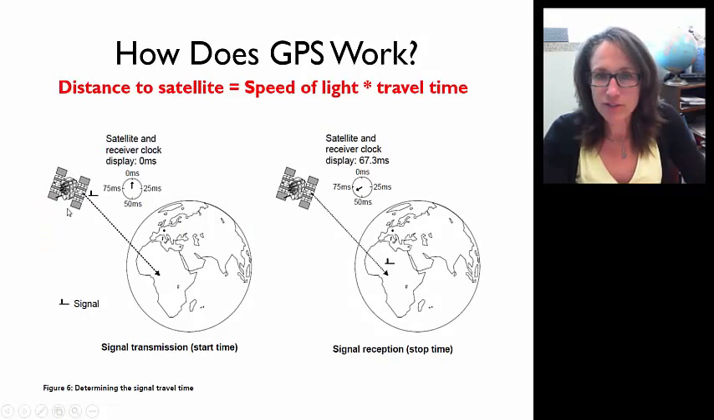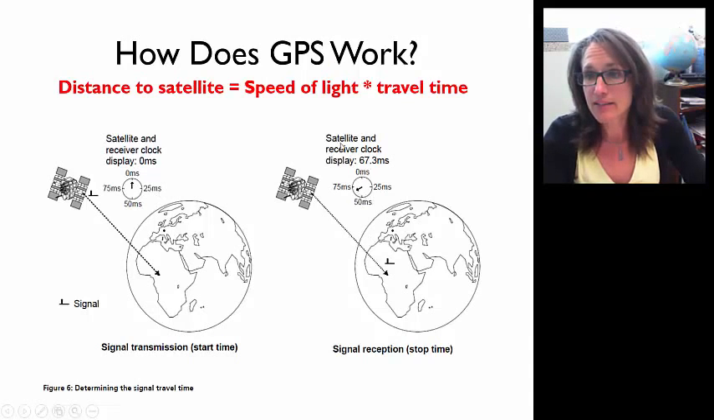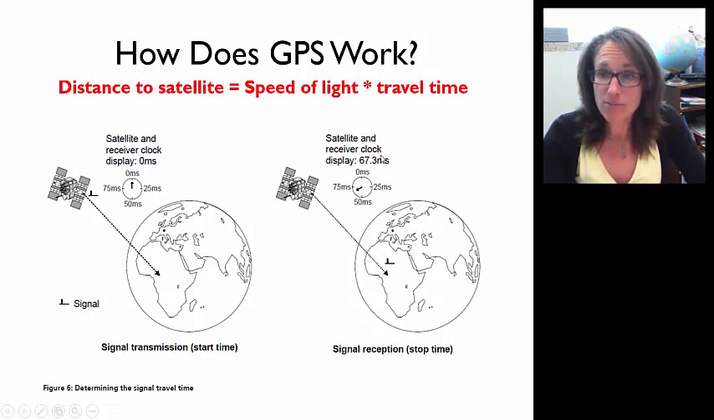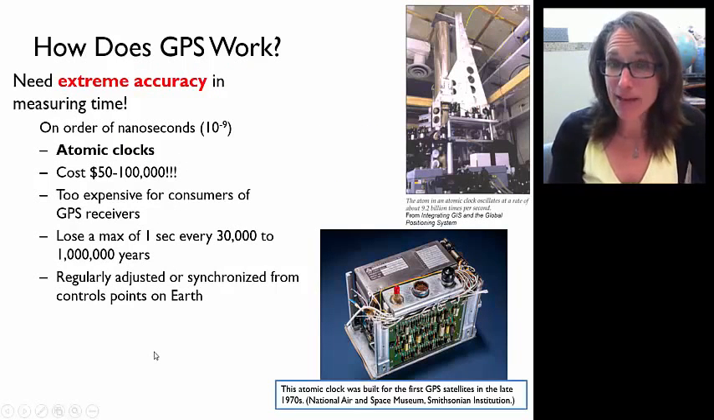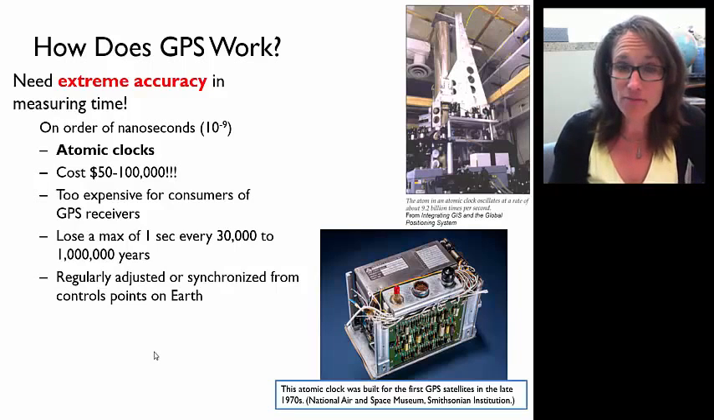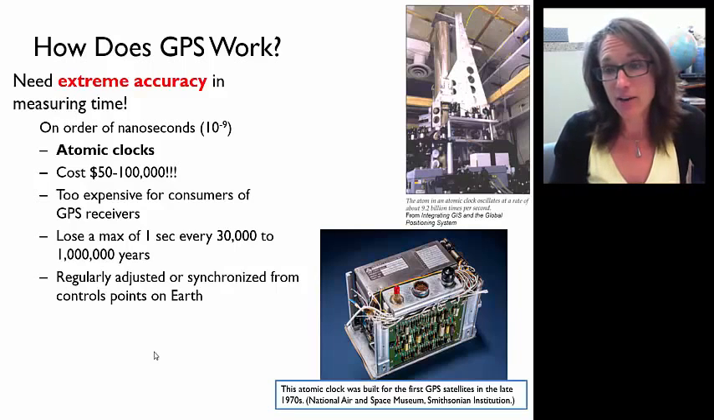Another illustration of that: here is our satellite, here's our GPS receiver, and the satellite and the receiver clock are at 0 milliseconds. The signal travels to the receiver, and when the receiver gets it, we're at 67.3 milliseconds. And so that is the time that it took the signal to make it to the receiver. That's our travel time. We multiply that by the speed of light, and we get our distance to our satellite. So we can see that measuring this travel time very accurately is extremely important, because we're going to use that to calculate our position.